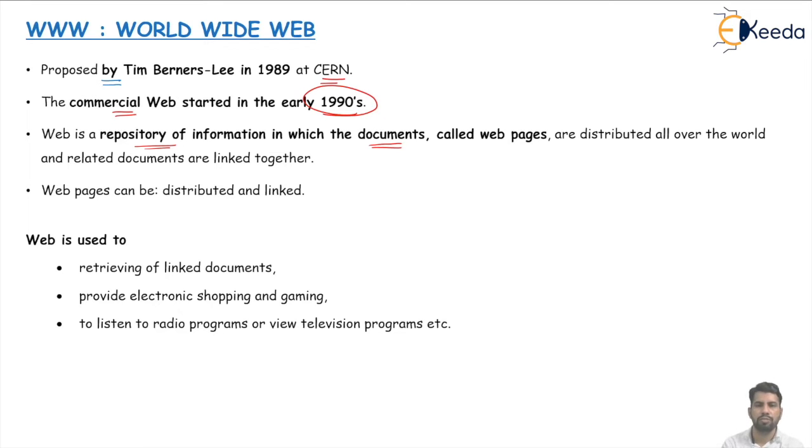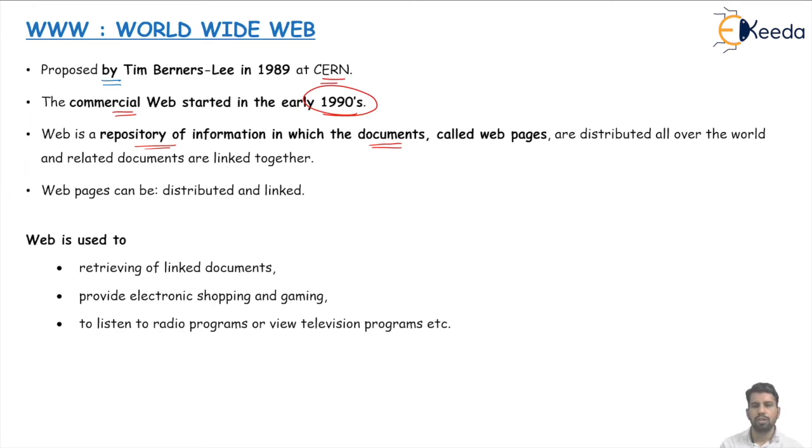Distributed means they are distributed at different servers. Linked means a web page has a link in its documentation to another web page, so there is a link between them. Sometimes when you browse a particular website, some advertisements are shown, and when you click on that advertisement, there is a link to another web page. That's why we are saying web pages are either distributed or linked.